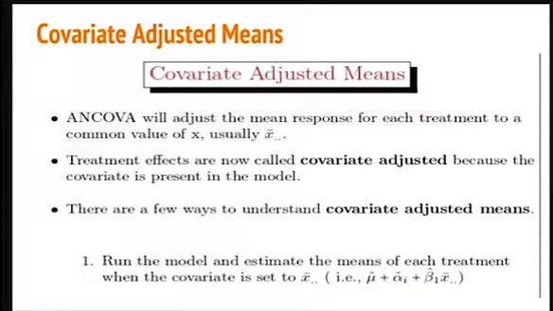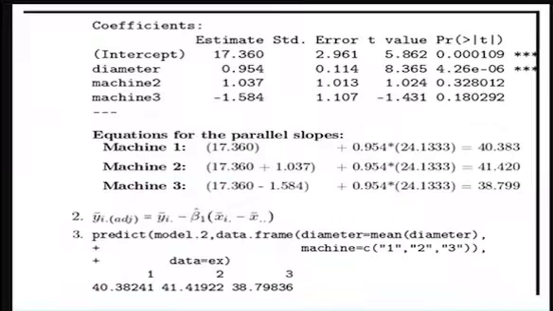We call that covariate adjusted means. Our means need to be adjusted since the covariate is significant. And how can we actually do that? We got a few ways to understand how to do that. Number one, you run the model and estimate the means of each treatment when the covariate is set to X bar. Why are you doing that? Because you realize that the covariate is significant. This is the first thing you're going to do.